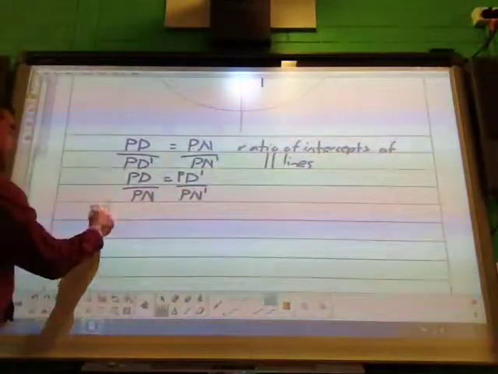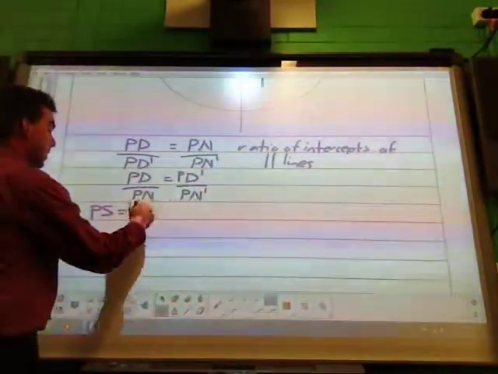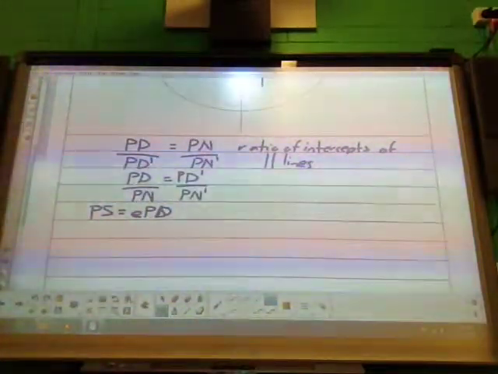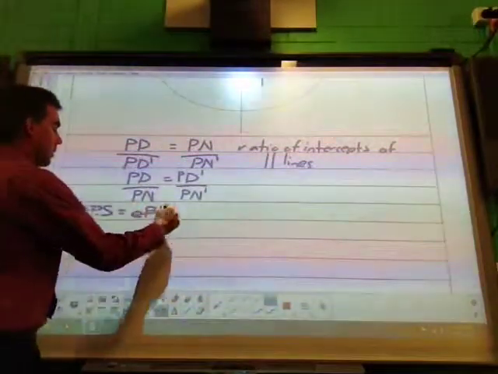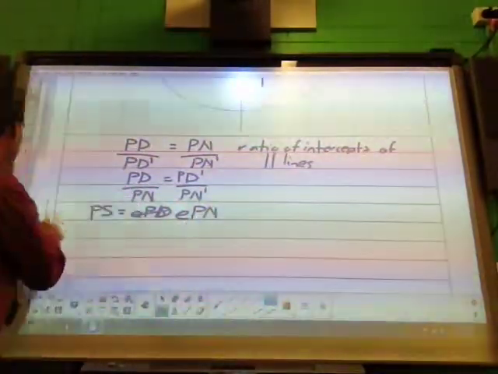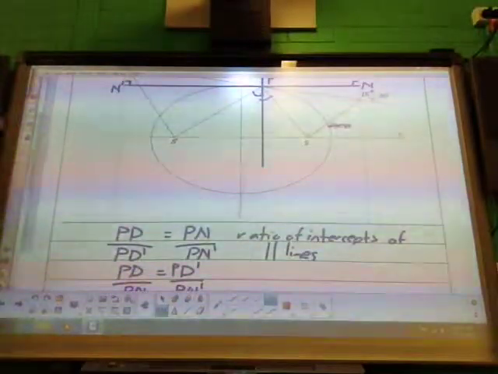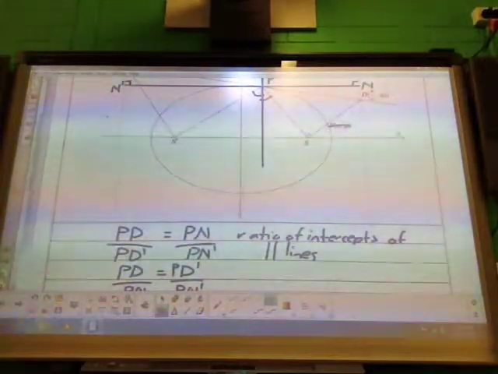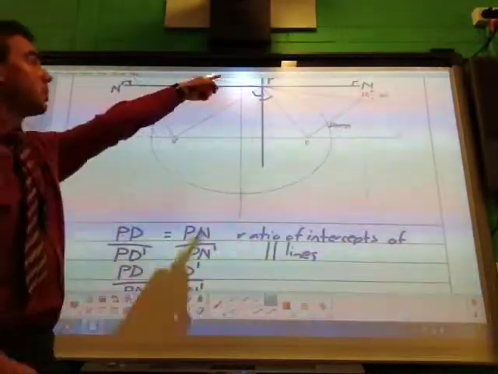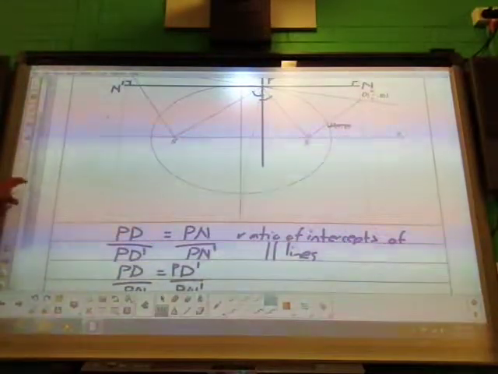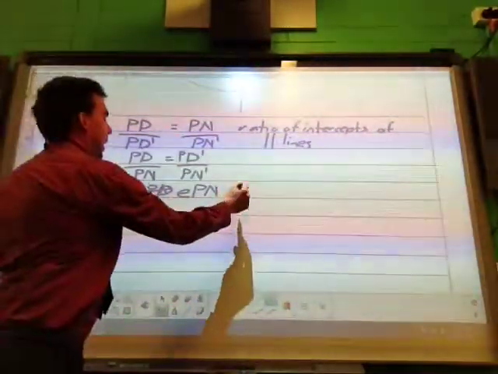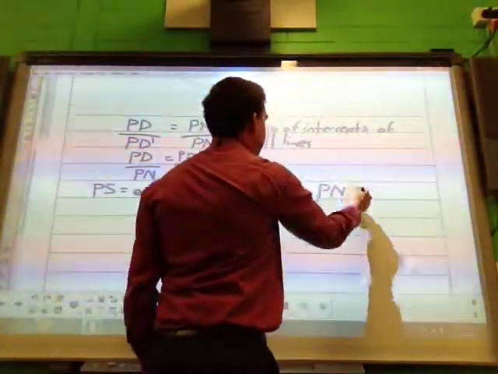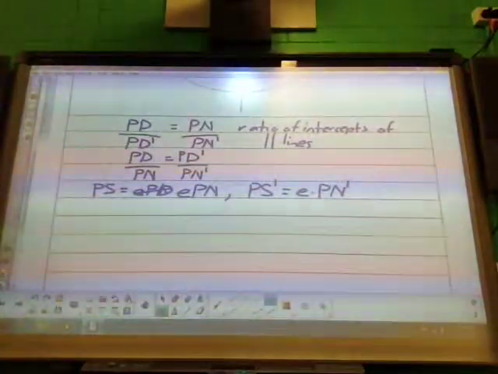Okay, so PS is equal to e times PD, so e times Pn. So remember, the eccentricity is the distance from the point P to the focus and the perpendicular up to the directrix. Okay, so that's my perpendicular. That's why I had to include that. And my PS prime is going to be e multiplied by Pn prime for the other side. My definition of the ellipse.